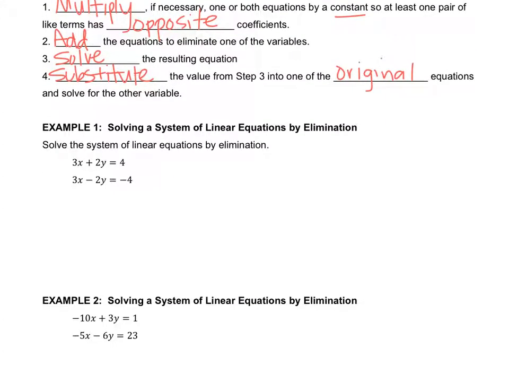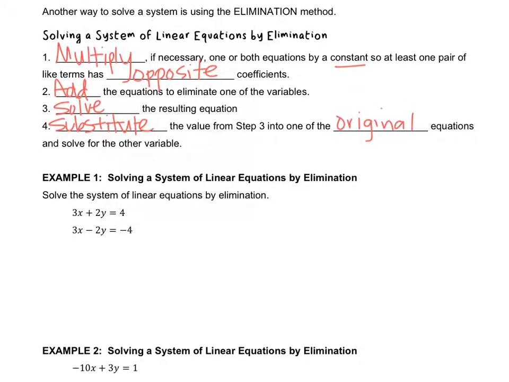In example 1, let's look at the coefficients. Remember, coefficients are the numbers in front of their variables. So we've got a 3 and a 3. Those are very close. They're not opposites, but we have a positive 2 and a negative 2. Those coefficients are opposites. So I'm going to skip step 1 because I already have opposite coefficients. Step 1 says if you don't have opposite coefficients, then you have to multiply, which we're going to look at in the next example. But I can just shortcut straight to step 2, which is to add them.